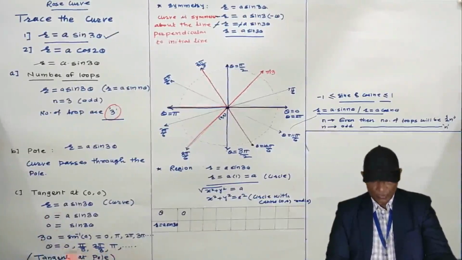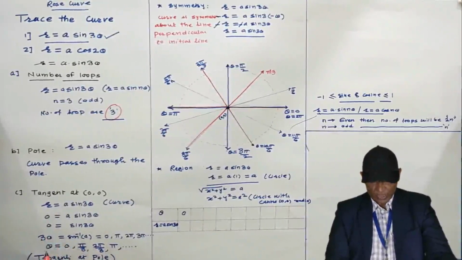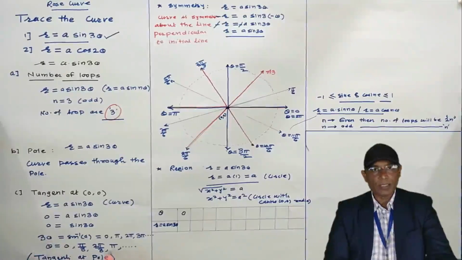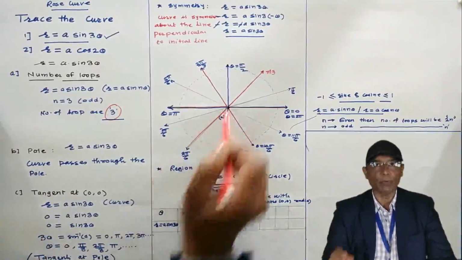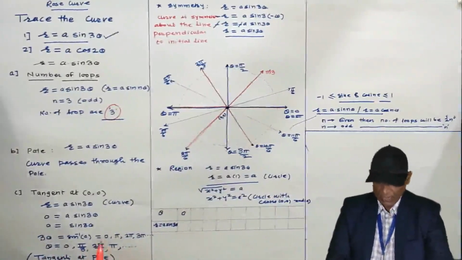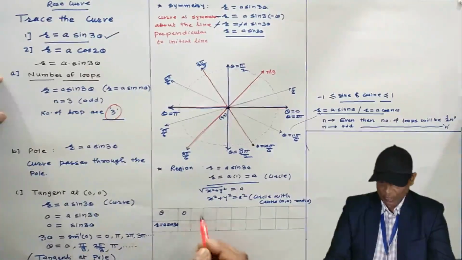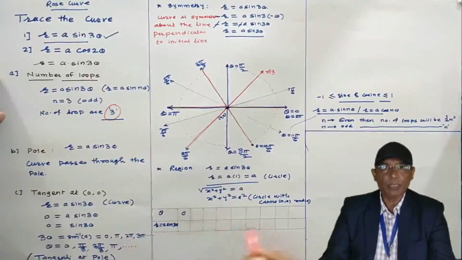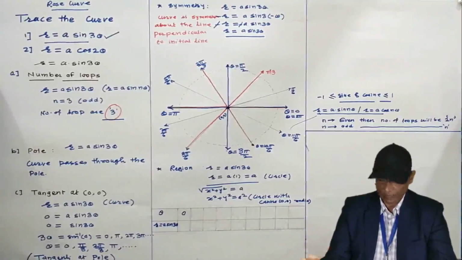For these values of theta, r is 0. These are the lines which are tangents to the curve at O. Because these values I will not put here, and suppose if I put here, then the corresponding value will be 0. That you can write directly.